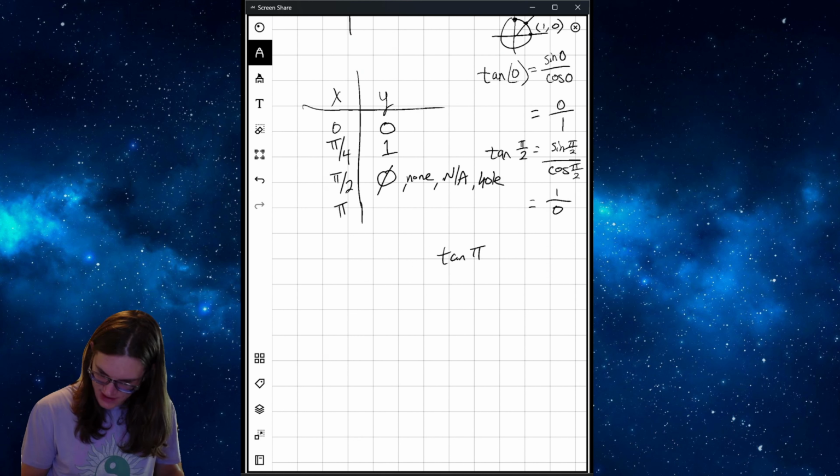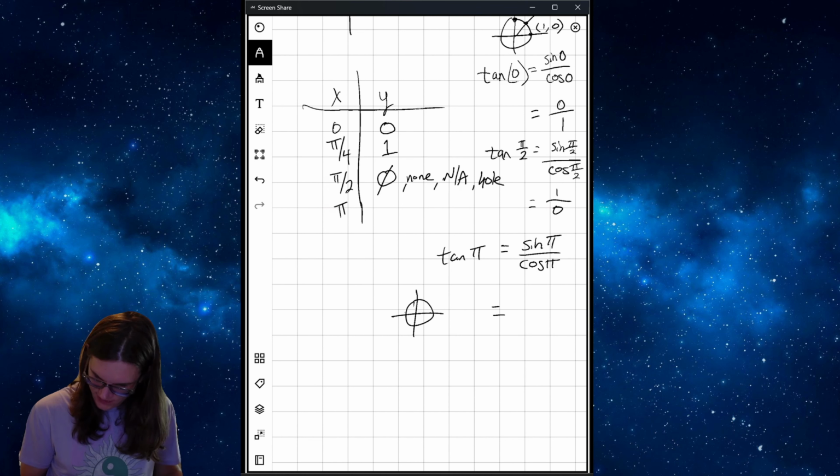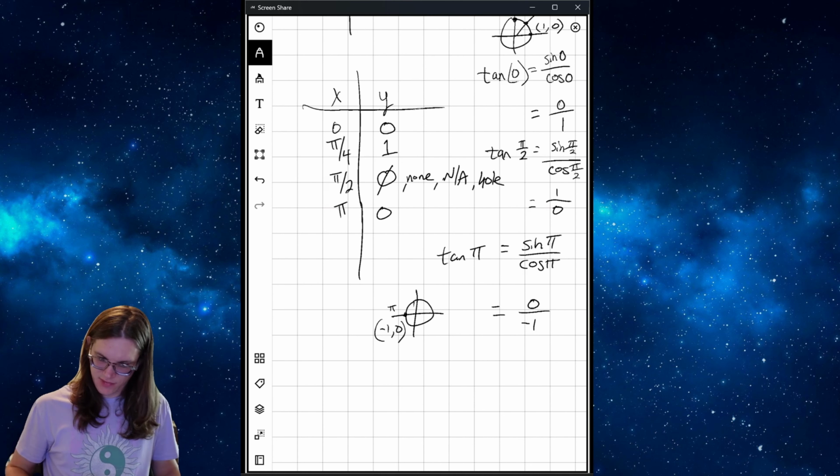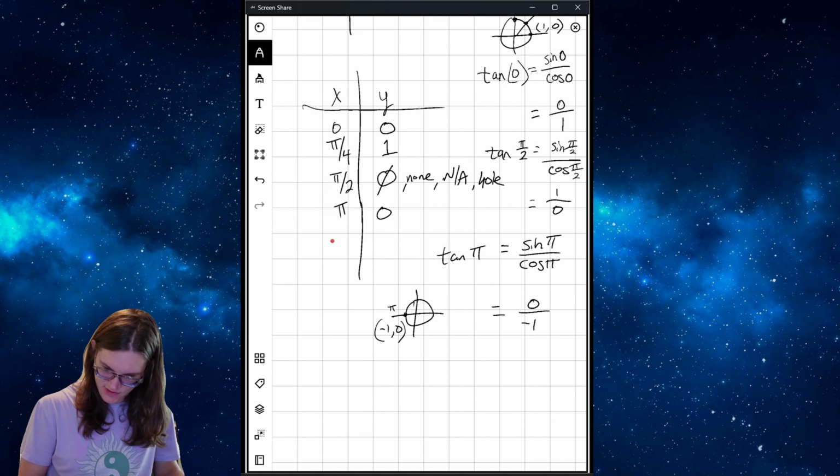And then at pi, I'll come back to the graph, but I need to do work down here. Tangent of pi equals sine of pi over cosine of pi, which equals, if I look at my unit circle, pi is over here at (-1, 0). That means it's 0 over negative 1. So it's once again 0 there. I'll just plot a few more things just to give us some more information to plot.